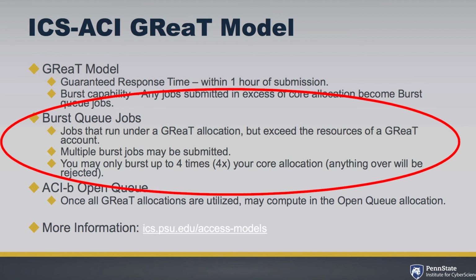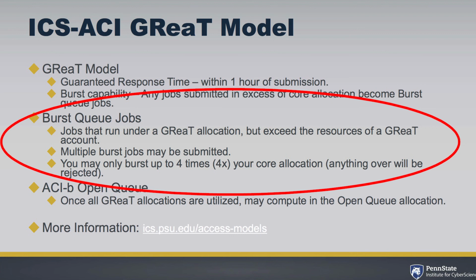However, it's not guaranteed to start within that 1 hour time frame. It'll start when resources become available. I talked about your maximum being 4 times your allocation. So if you have an allocation, you can only burst up to 4x of whatever your allocation is. So if you have 100 cores, you could burst up to 400. If you have 20, you could burst up to 80, and so forth. That's the maximum that you can do.